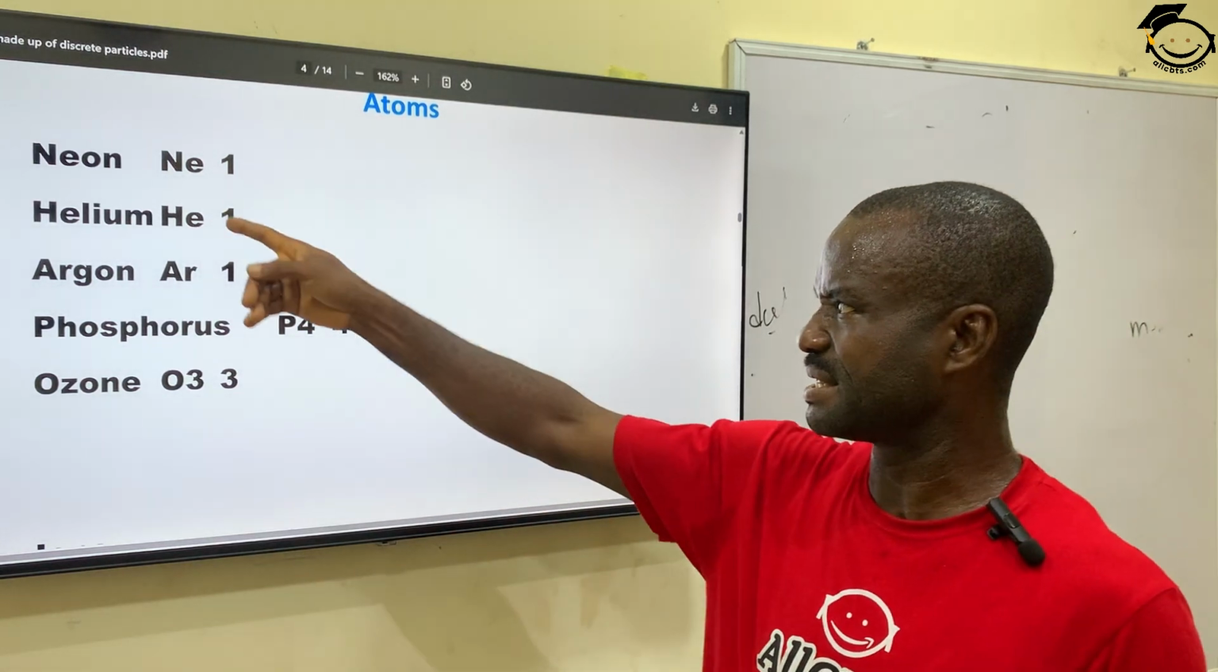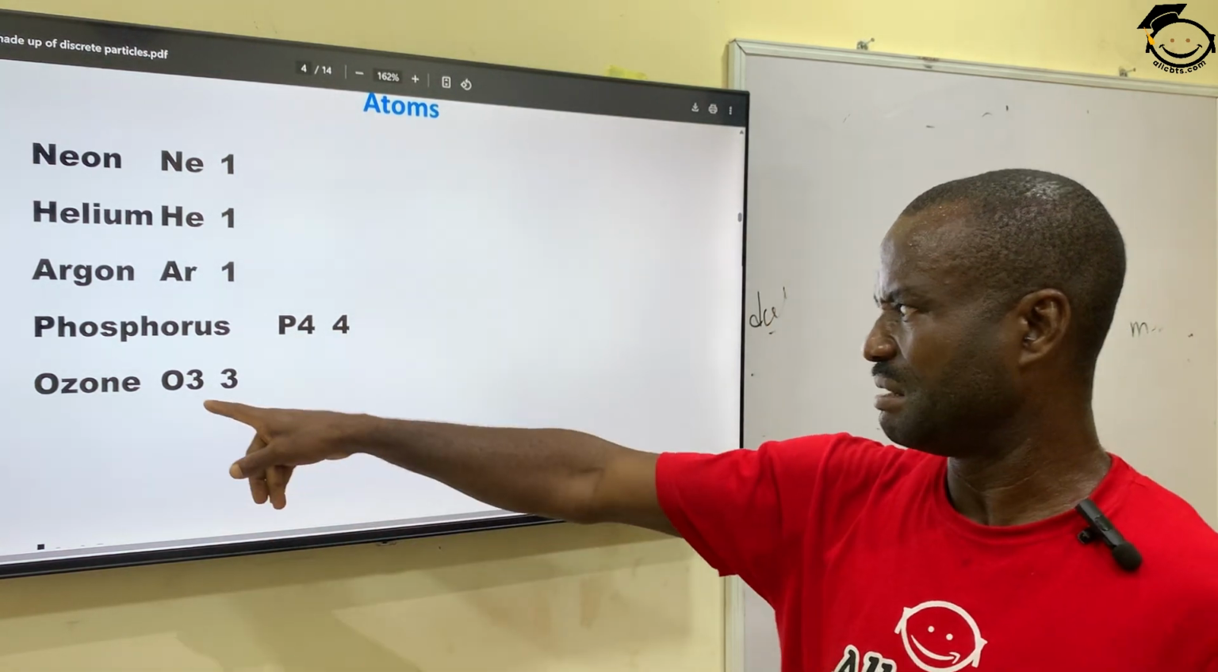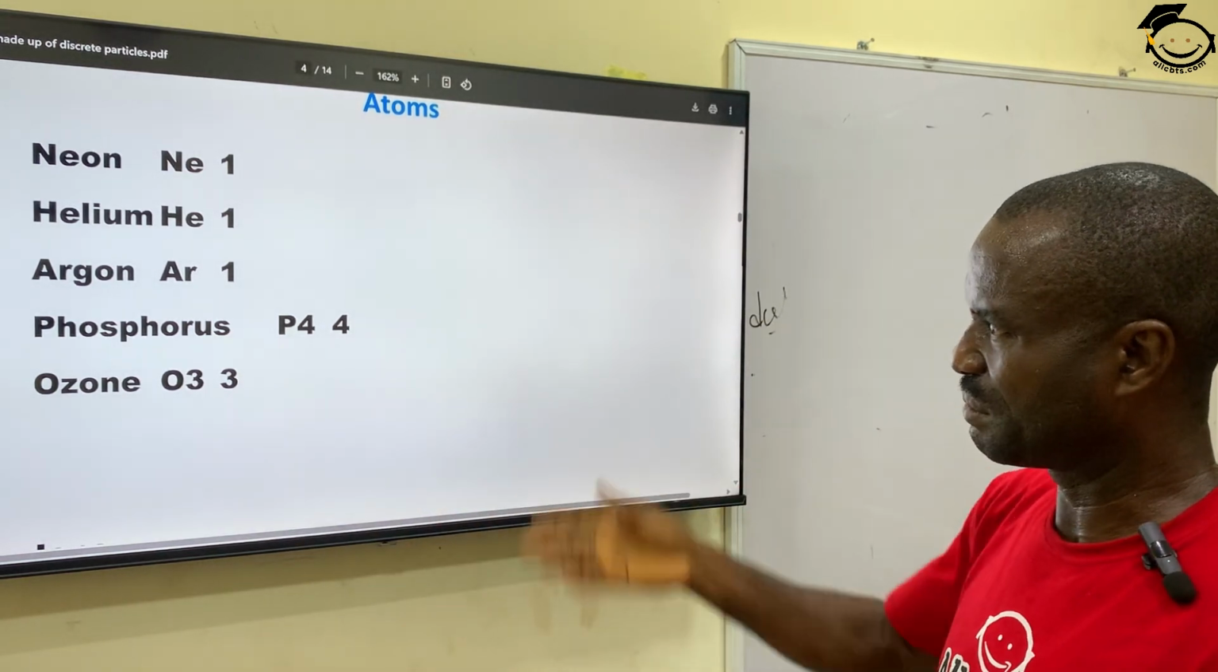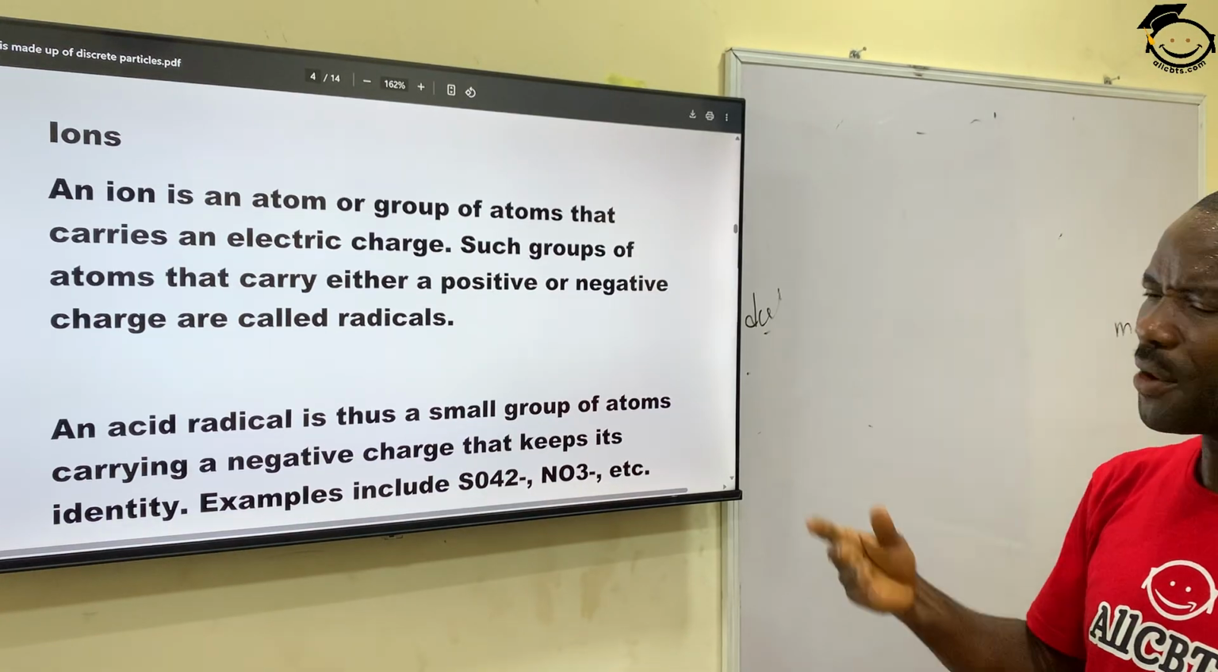So, we have explained this. These are monoatomic. This is ozone, O3, and phosphorus, P4. These are polyatomic.